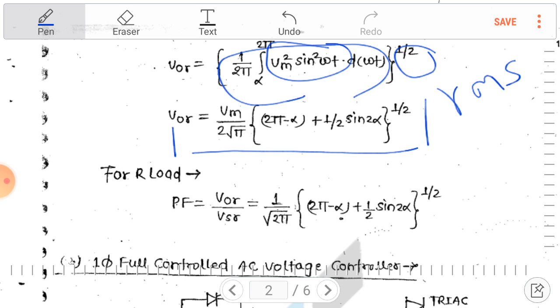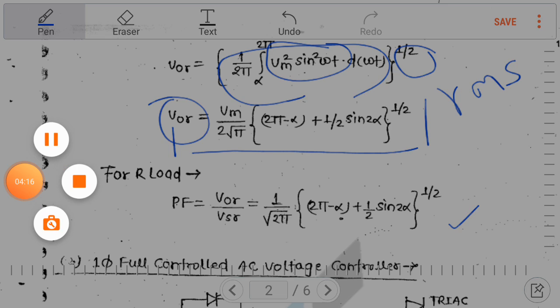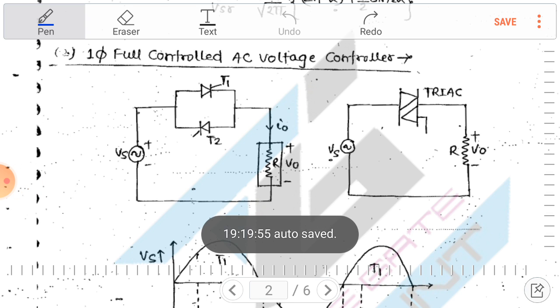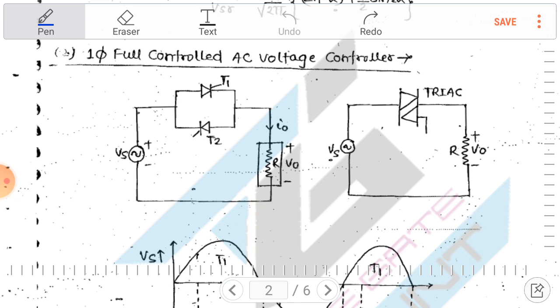For resistive load, power factor can be defined as dividing this output RMS by the source RMS. And what is the source RMS? It is Vm by root 2. We will get the power factor like this. But we know that single phase half controlled AC voltage controller can saturate the transformer core, so it will not be used practically. Next we will consider single phase full controlled AC voltage controller.